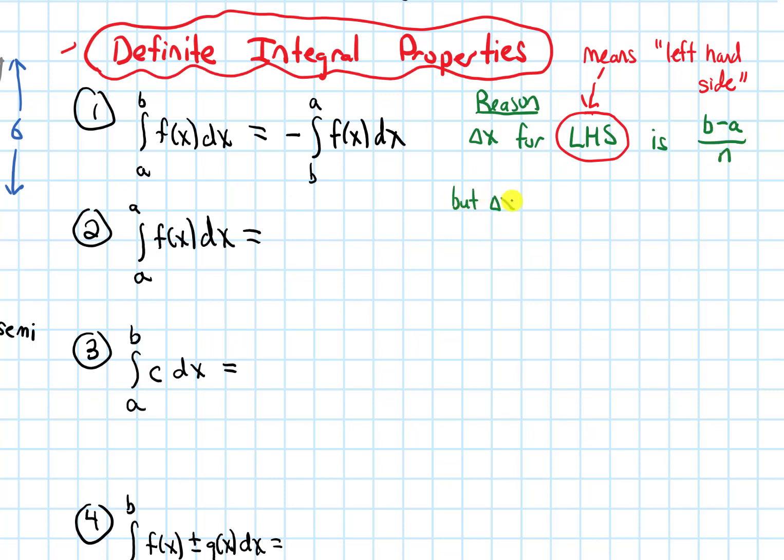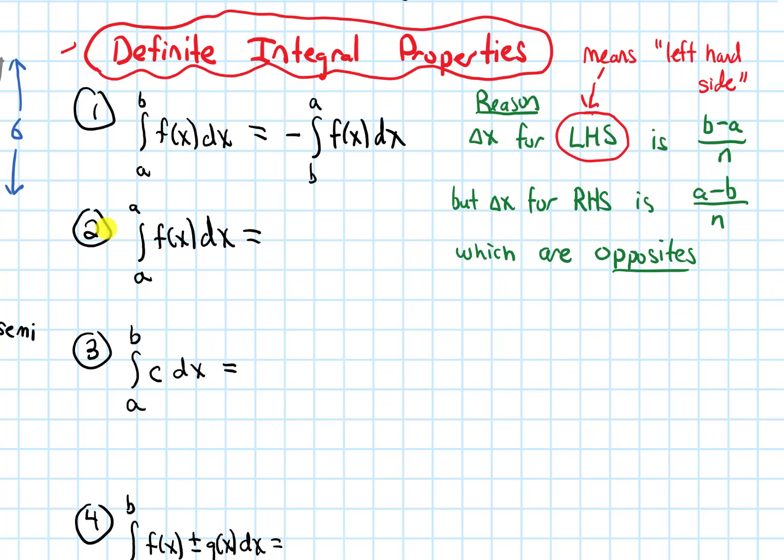the delta x for the right-hand side, which I'll call RHS, for the right-hand side of this property, would be a minus b over n, which are opposites. So these are opposites, and that's what contributes to the fact that we have this negative sign.